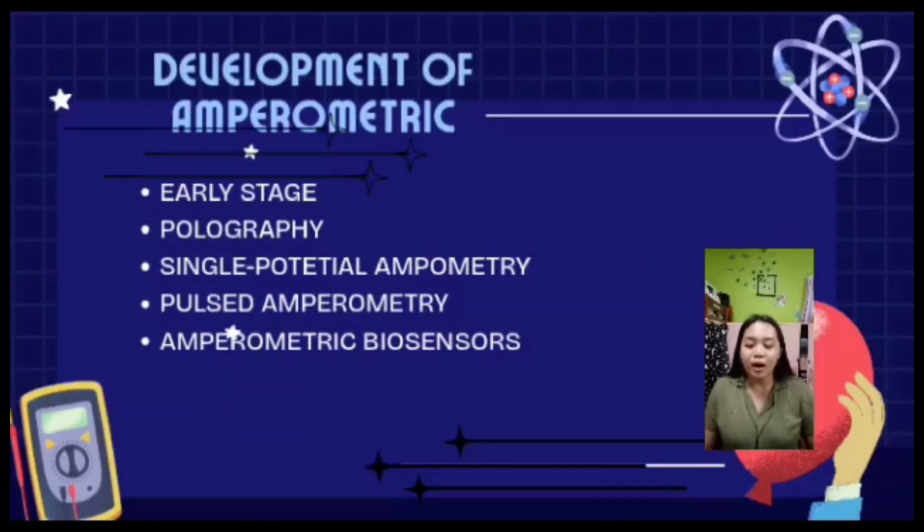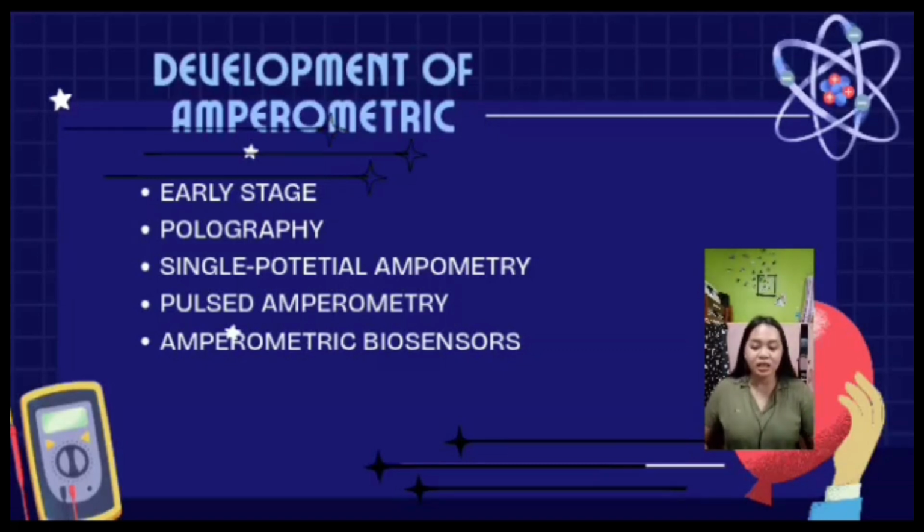So, the development of the amperometric method. The first one, early stages: amperometry's roots can be traced back to the late 19th century, when early researchers began exploring the relationships between electrical current and reactions occurring at electrodes. Michael Faraday's work on electrolysis provided a framework for understanding these reactions. Second, polarography. In the 1920s, Jaroslav Heyrovsky developed polarography, which allowed for the measurement of current as a function of applied potential. This technique paved the way for conventional amperometric techniques.